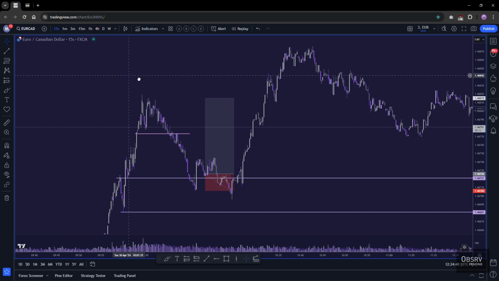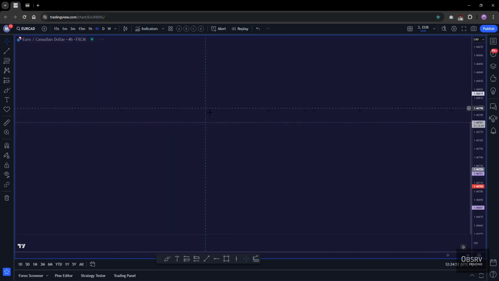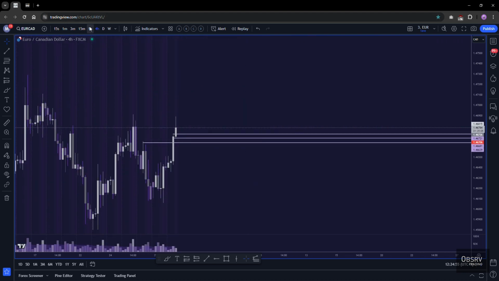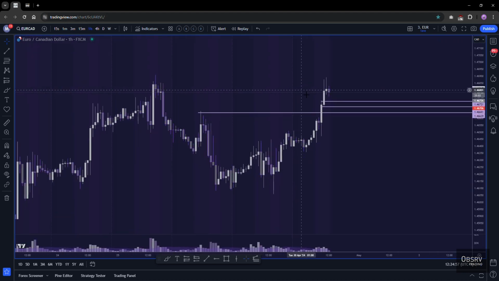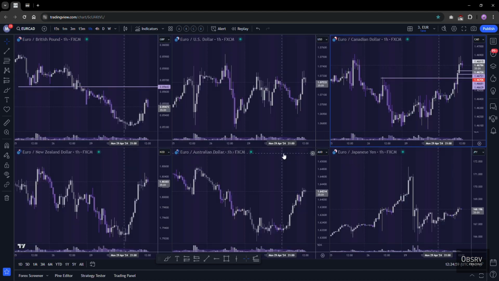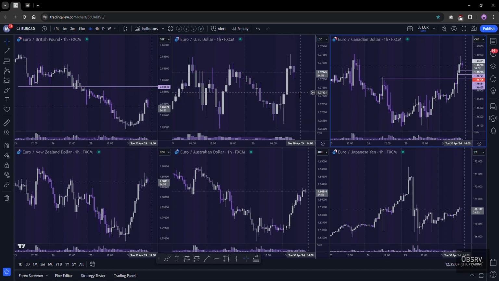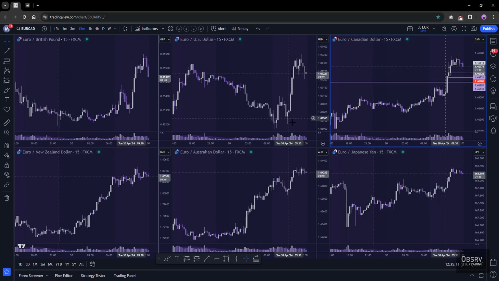if I just show you the higher time frame, so on the 4 hour, let's go to the 1 hour actually. On the 1 hour, we can see that all of the charts started moving together, and that was around 9 o'clock. That was the news release for German GDP, approximately here.